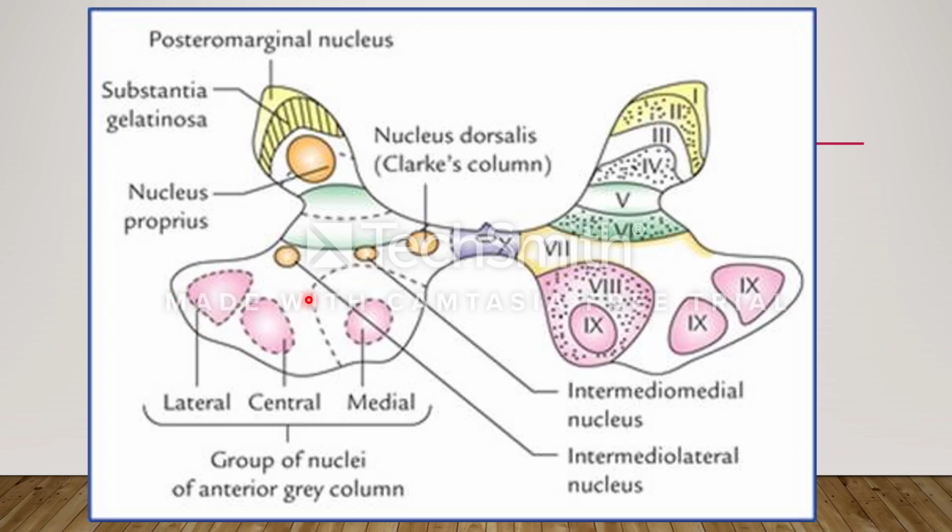I will repeat the muscles again. The medial one is for neck and trunk muscles. The central one is for the diaphragm, the sternocleidomastoid and the trapezius muscle, and the lateral one is for the upper limb and the lower limb muscles.